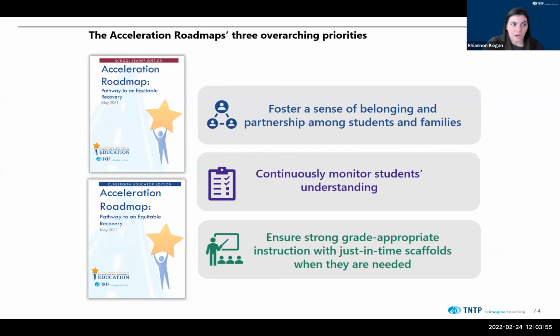As you may already know, DESE and TNTP partnered earlier this year on the creation of the acceleration roadmaps to provide guidance and recommendations to educators such as yourselves around these 3 overarching priorities for accelerating learning this school year. Today, our learning is going to highlight critical practices around the 3rd priority in particular, which is to ensure grade appropriate instruction with just-in-time scaffolds where they are needed. The emphasis today will specifically focus on the first part of this priority, which is ensuring instruction is truly grade appropriate.